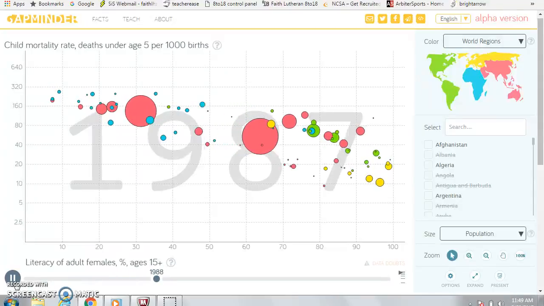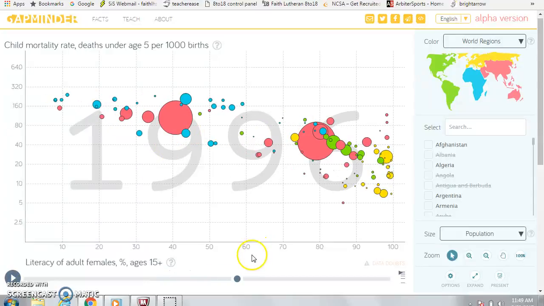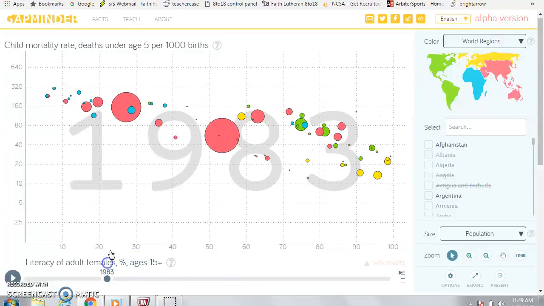So first off, we can show the graph a little bit and see how the data always goes in the pattern of as the literacy of adult females goes up, the child mortality rate goes down. And first off, we'll start with Haiti.